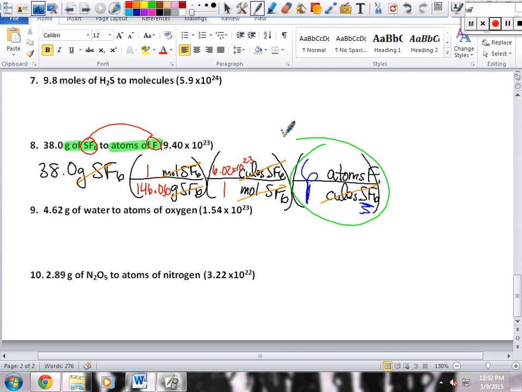Everybody good? Okay. We've got a few minutes left. I want you to do number 10 by yourself. Do number 10 right by yourself. I will tell you the molar mass.